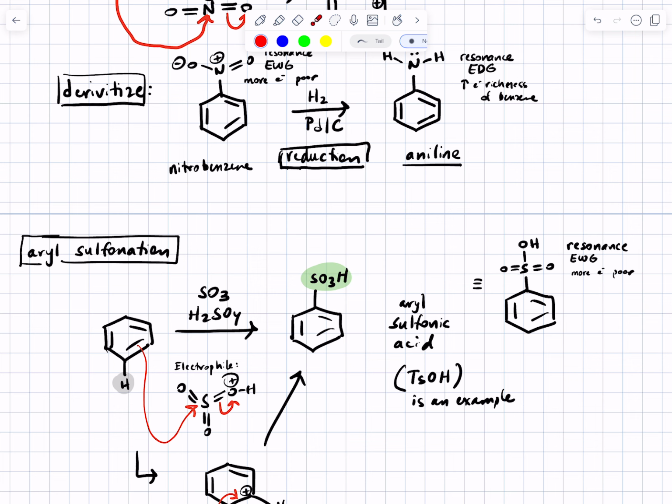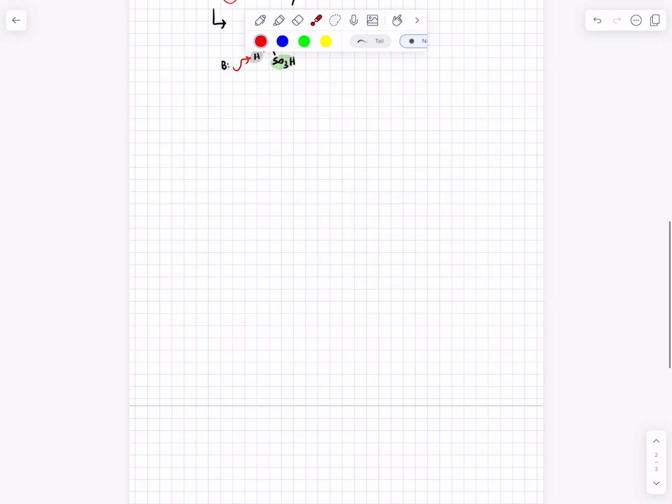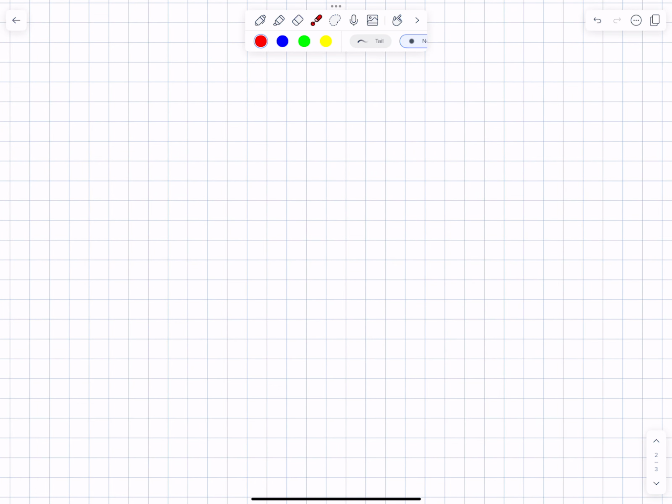Okay, we got two more of these electrophilic aromatic substitution reactions. The following two are related to each other. They are both named after the scientists who discovered them. One is called Friedel-Crafts alkylation.